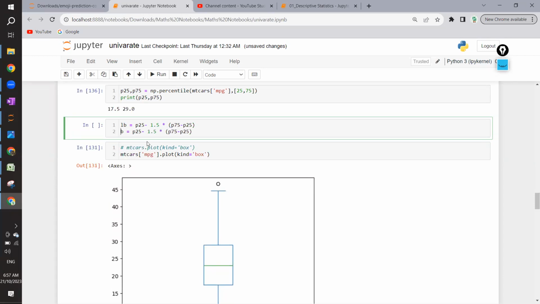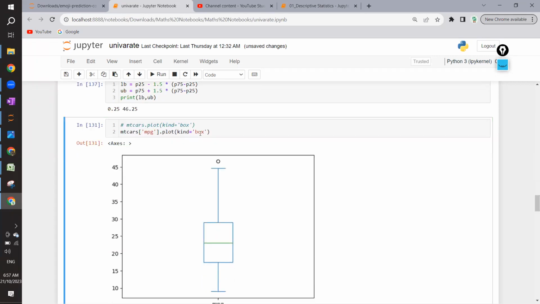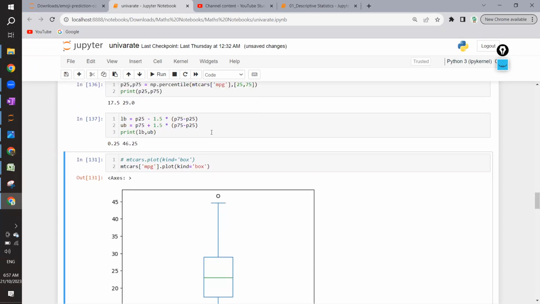Getting? And my upper bound is what? Upper bound is the 75th percentile, that means Q3, plus 1.5 into IQR. IQR is just Q3 minus Q1, or 75th percentile minus 25th percentile. Getting? So print LB, comma UB. Fine. See, what is my lower bound?